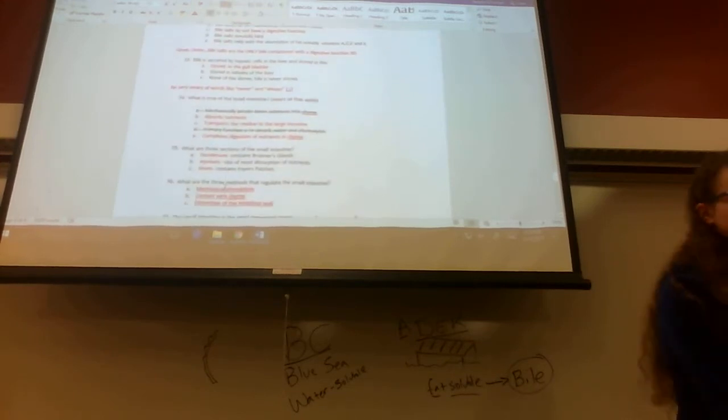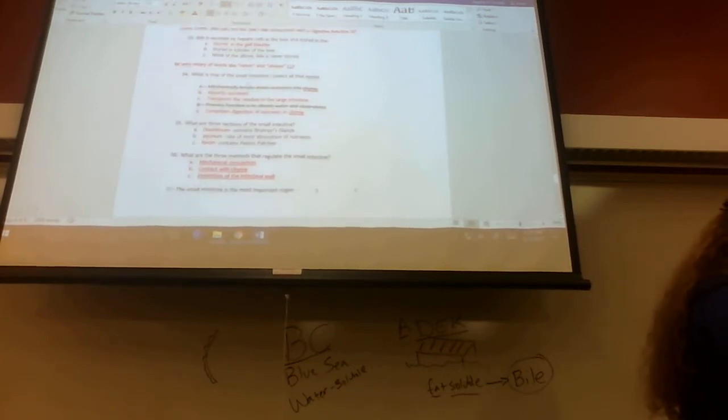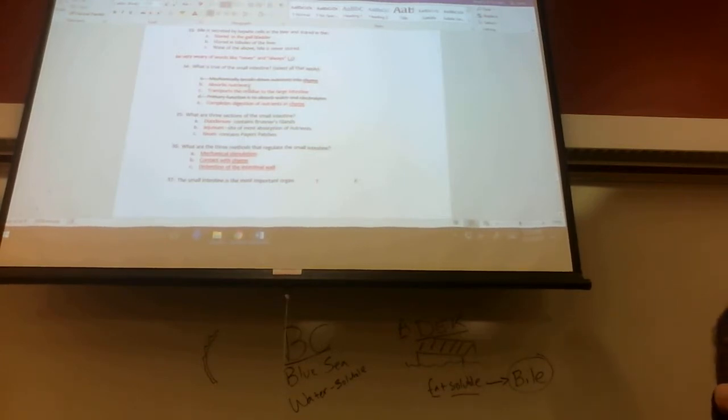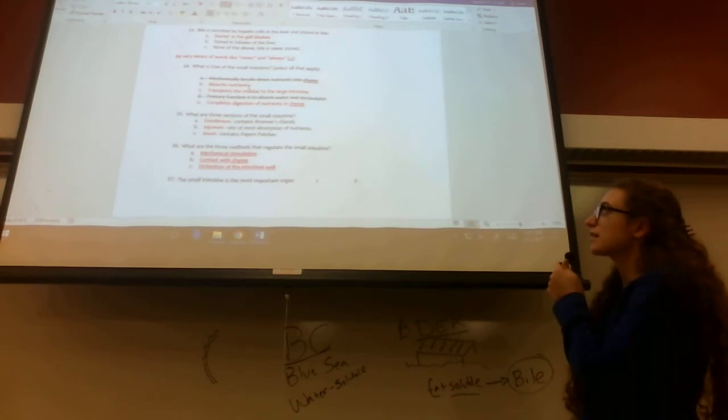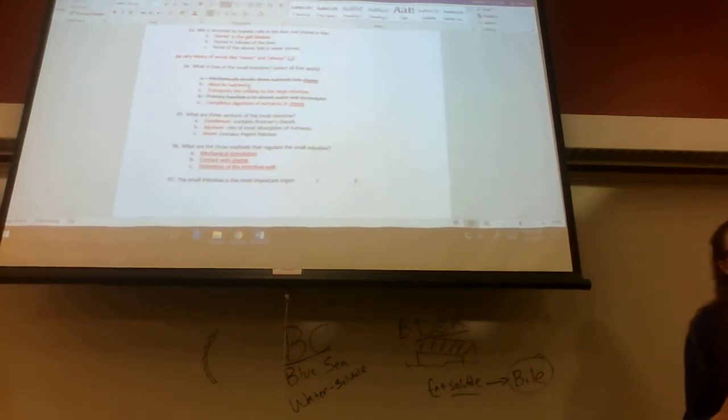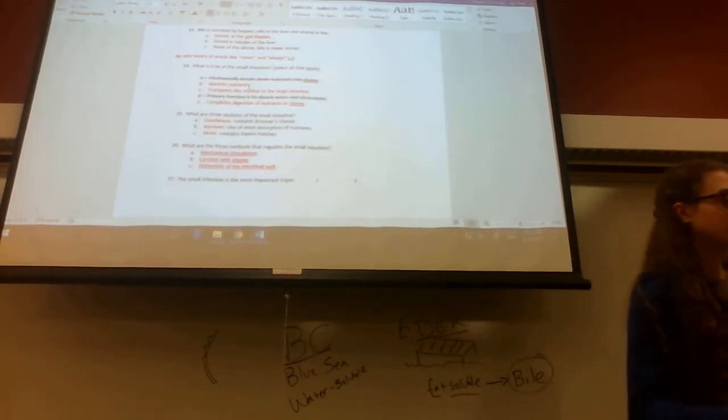So any questions on bile salts? Okay. Bile is secreted by the hepatic cells in the liver and stored in the gallbladder. Yes. Your hepatic cells are your liver cells. Bile is made in the liver, stored in the gallbladder, and released as needed.